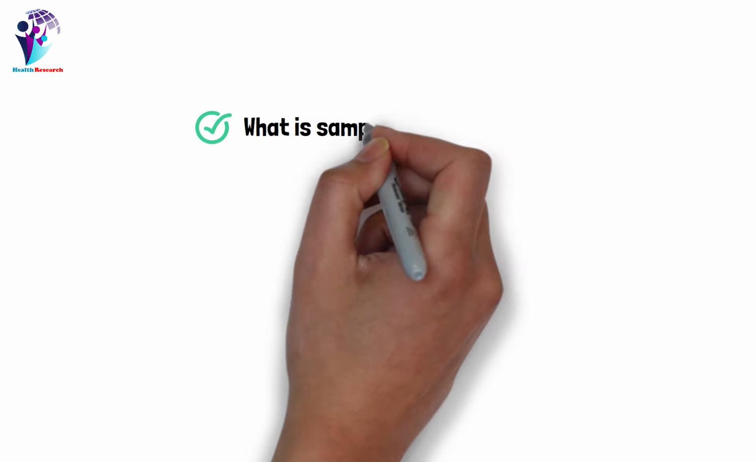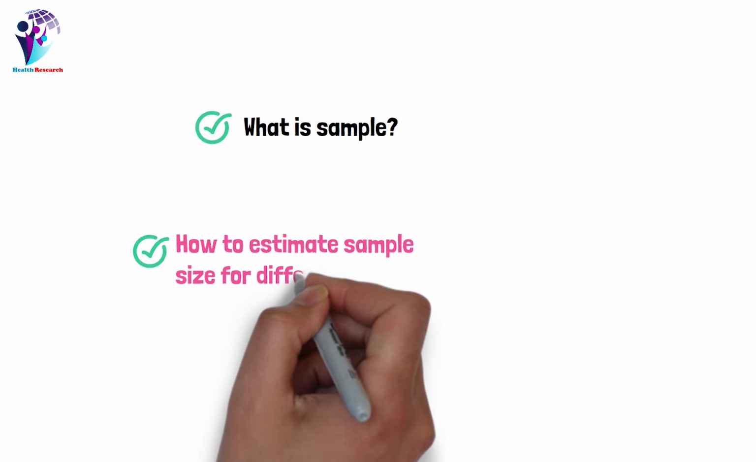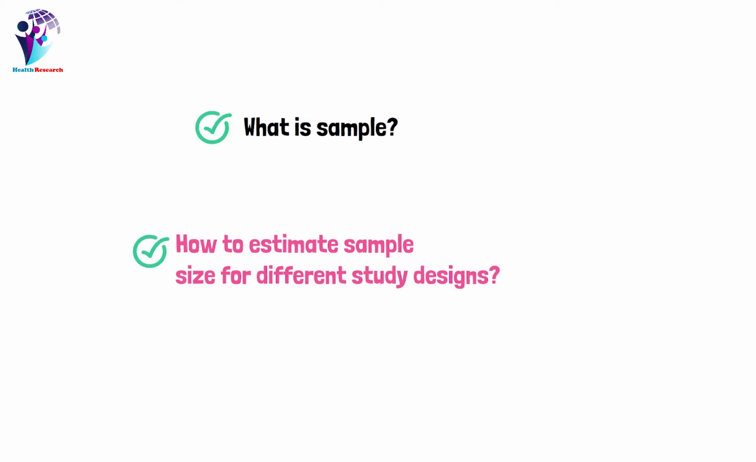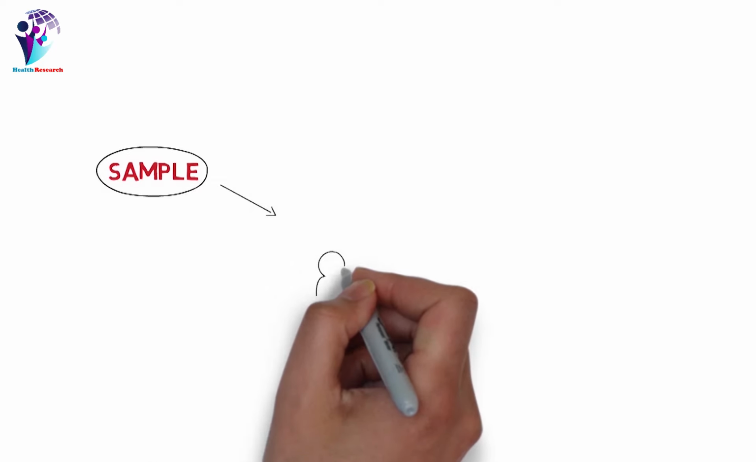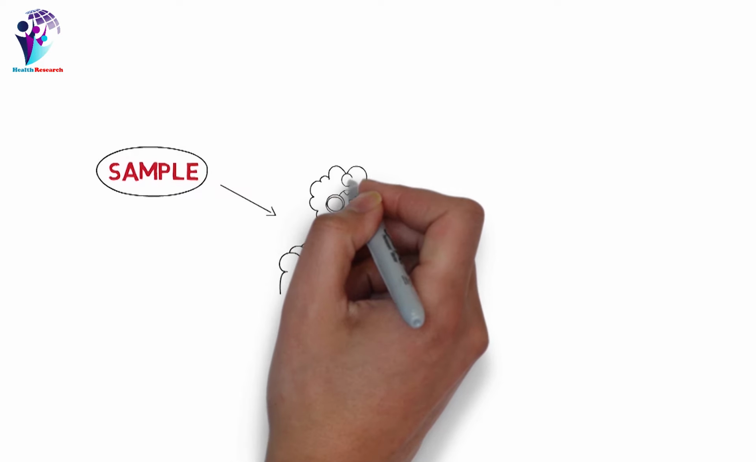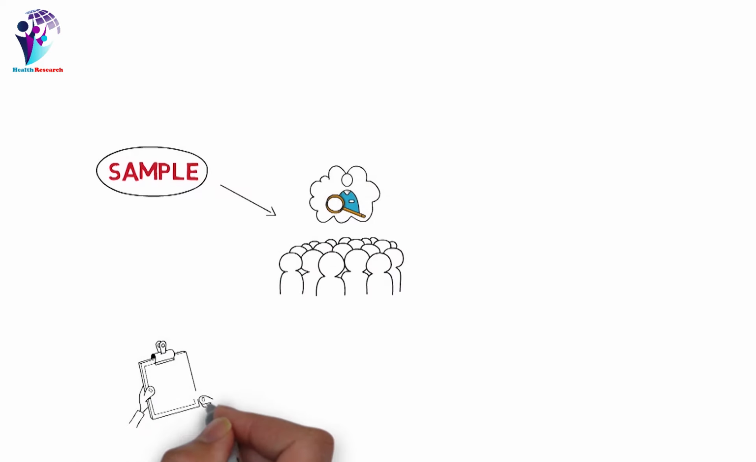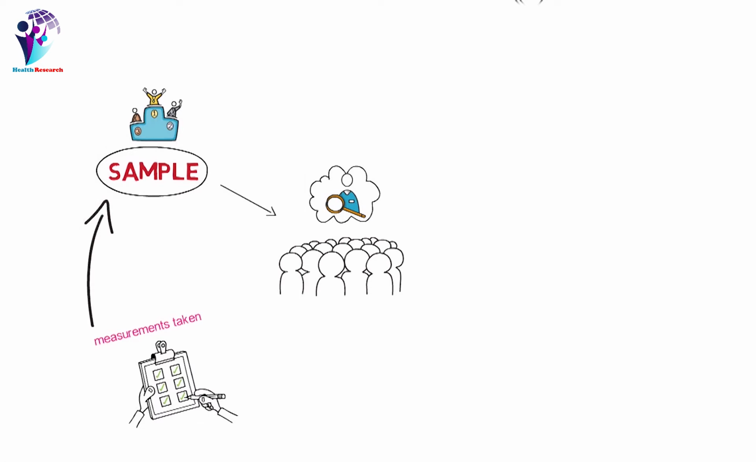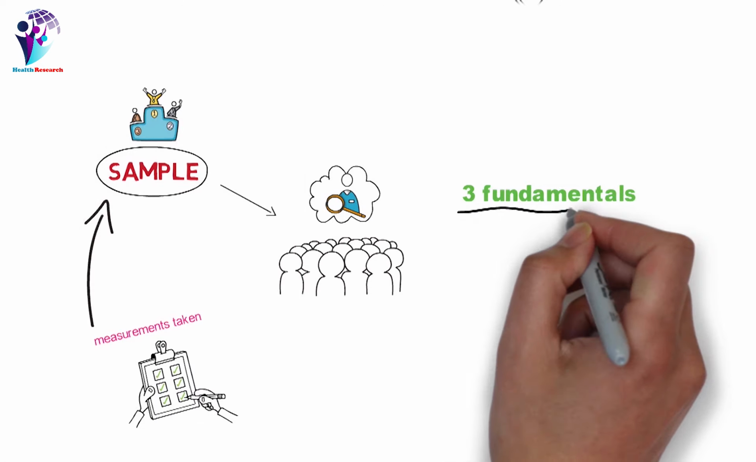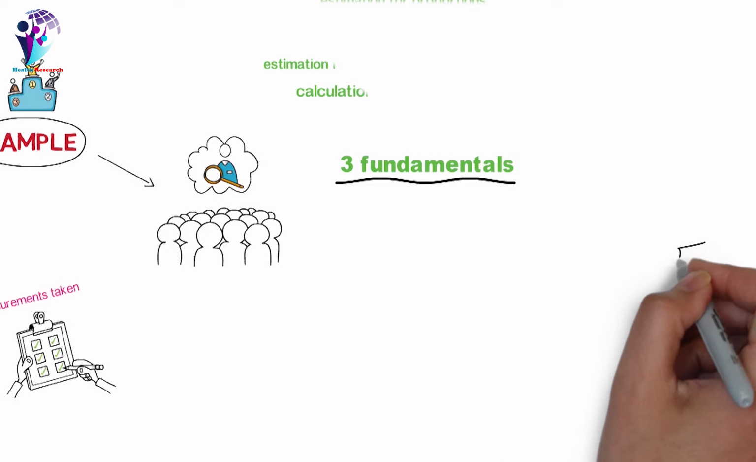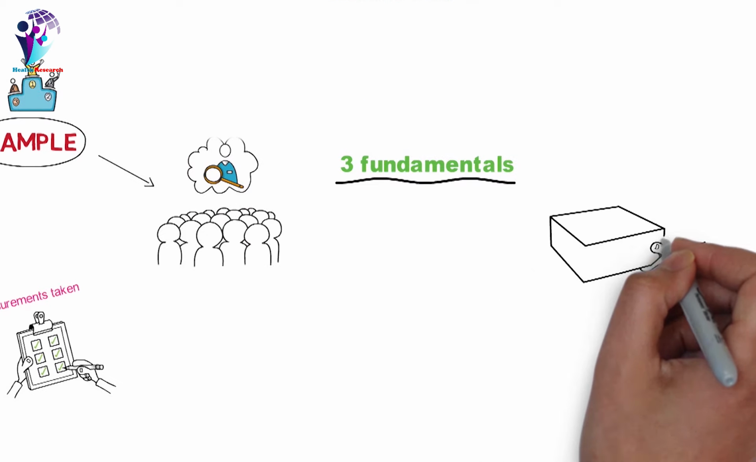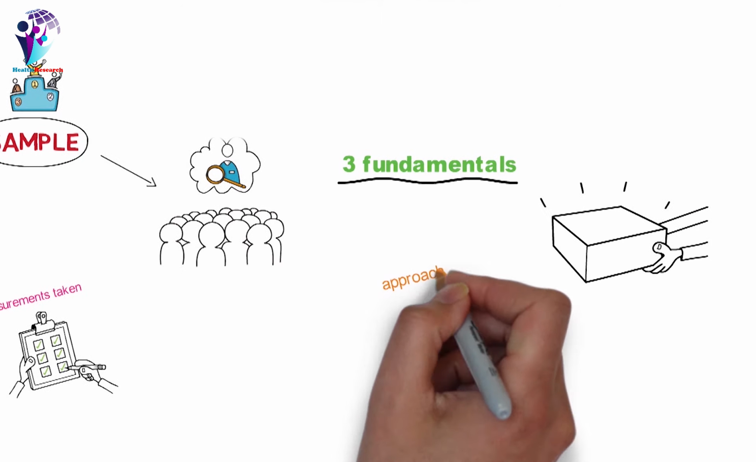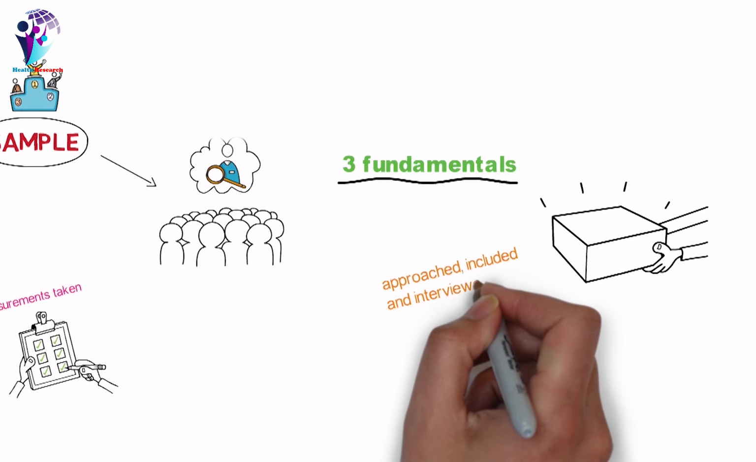In this video we will learn what is sample, and how to estimate sample size for different study designs. Sample is a subset of the population, with all its inherent qualities. Inferences about the population can be made from the measurements taken from a sample, if the sample is truly representative of the population. Since a sample is expected to represent the whole population, the sampling procedure has to follow three fundamentals. Should be representative, large enough, and the selected elements should have been properly approached, included, and interviewed.